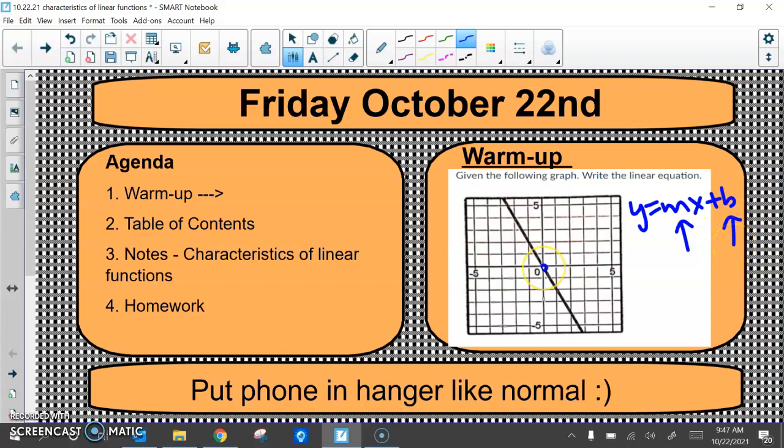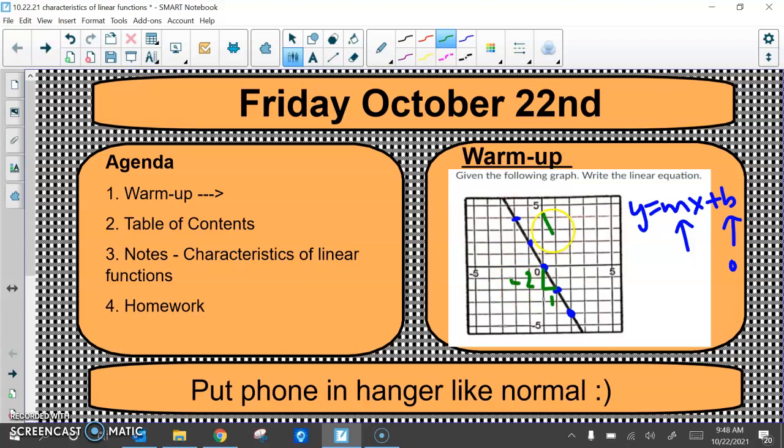For this problem, the b is 0. And then for your slope, you have to find another nice point. Remember, nice points are any of these that go through the crossings. So I am just going to use these two. I make my little triangle, and I have to go down 2 and right 1. Remember, because I'm going down, that means it's a negative.